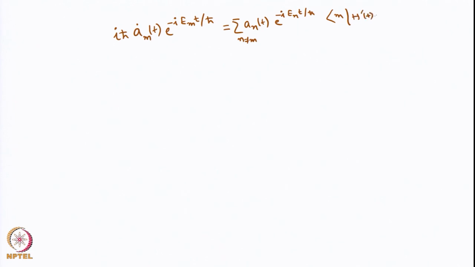So, what do you have? i h bar a m dot of t e to the power of minus i E m t by h bar equals sum over n not equal to m a n of t e to the power of minus i E n t by h bar, integral of psi m H prime of t psi n.